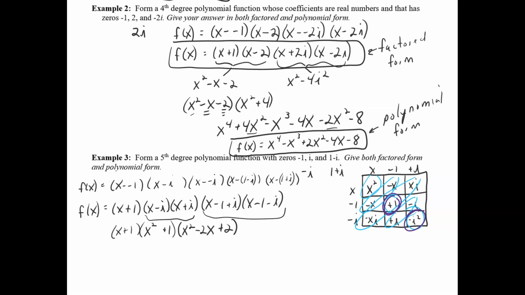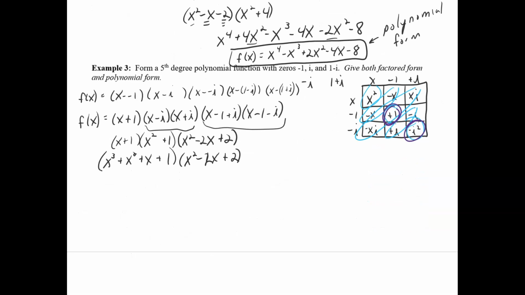I have first times first is x to the third. The inners are x squared. The outers are plus x, and the last times the last is plus 1. That is a 4 by 3. That's going to give me 12 terms when I multiply this out. So this, like I said, is about as long as it gets. I'm going to make another table for these 12 terms.